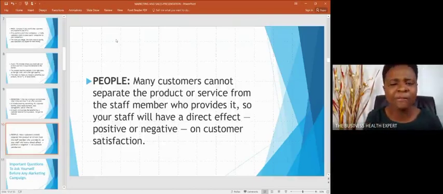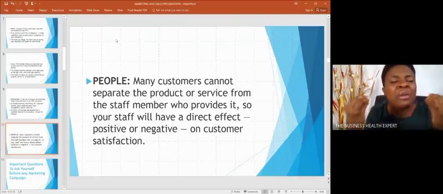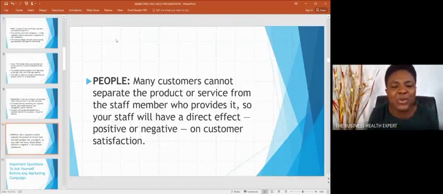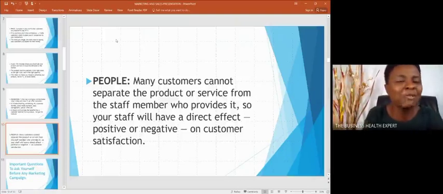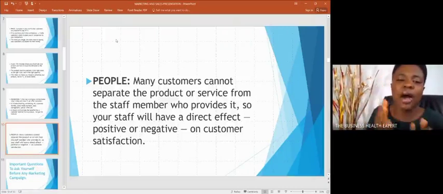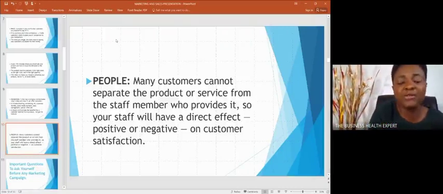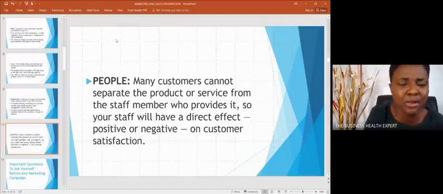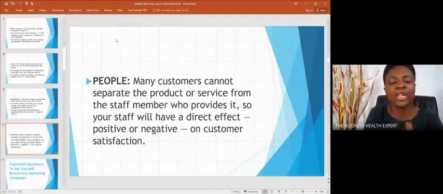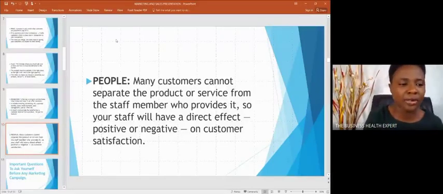I will, in my mind, forget the fact that it is not the business owner that is treating me this way. Neither is it the product or the ambience of the place that is treating me this way. It is an individual. Most times we do not separate the product or service from the staff member. So it is very, very crucial that we ensure customer satisfaction is met, and we train our staff on how they handle our customers. Very, very important. So let's not forget.